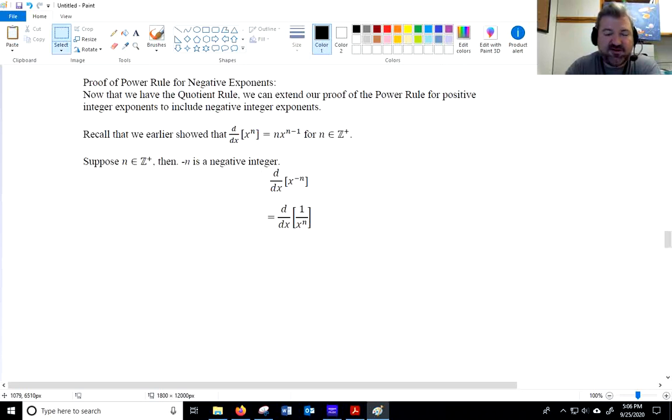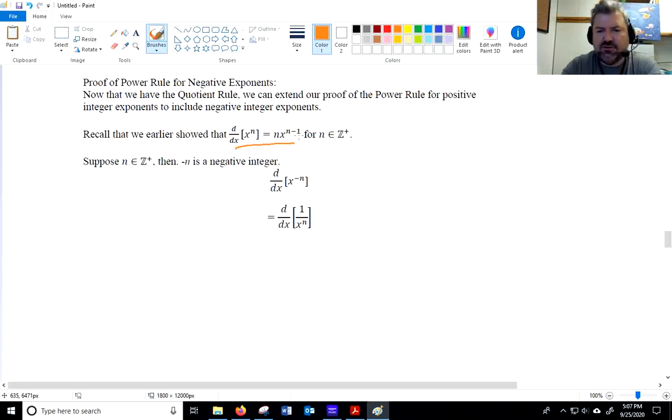Okay, now that we've got the quotient rule proved, we can now prove that our power rule works for negative exponents. If you recall, we only proved that the derivative with respect to x of x to the n is equal to n times x to the n minus 1. We have only shown that that is true when n is a positive integer. And we also showed that it's true when n is 0, since that would make it a constant. We proved the constant rule. So we now know that that's true for all positive integers.